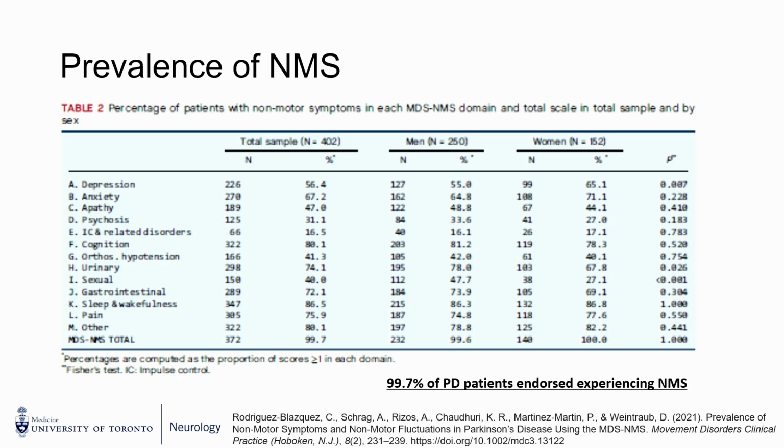So this table just confirms the assertion that I just made, meaning that non-motor symptoms are frequent. This paper was published earlier this year using the Movement Disorder Society Non-Motor Symptom Questionnaire to survey nearly 400 patients living with Parkinson's as to which non-motor symptoms they experience and to determine the prevalence of those symptoms. In this study, they found that 99.7% of people with Parkinson's disease endorsed experiencing non-motor symptoms, so pretty much everybody.